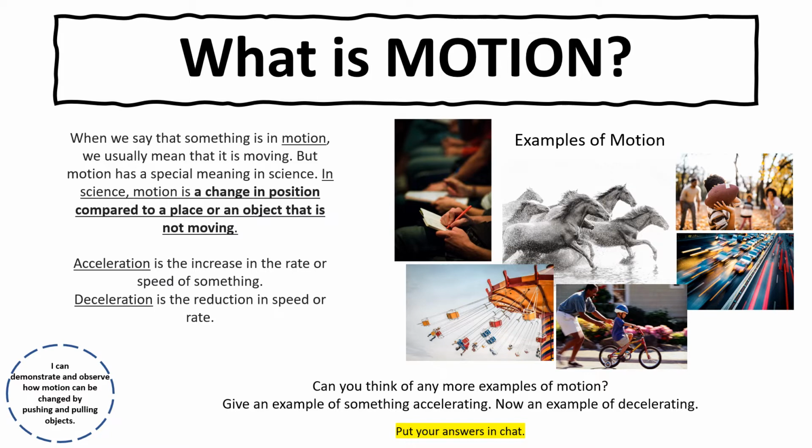Acceleration is like whenever you're going somewhere and you pull out onto the road and you start going really fast. Deceleration is whenever you're coming up to a stop sign or a car pulls out in front of you. You're coming up to a stoplight and you need to slow down. That is deceleration. Can you think of any more examples of motion? I want you to think about it and write down some examples of something accelerating and write examples of something decelerating.